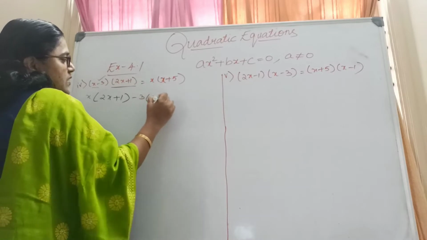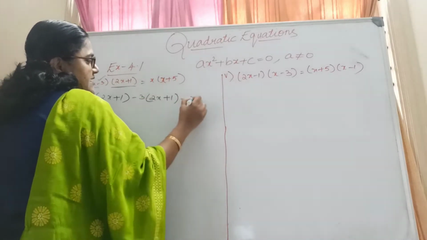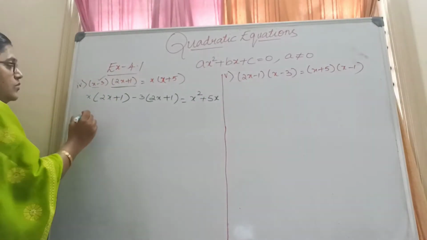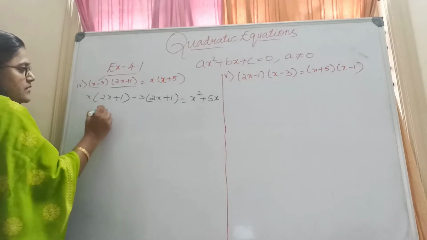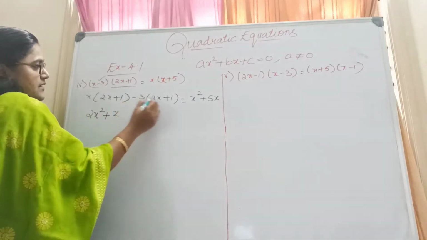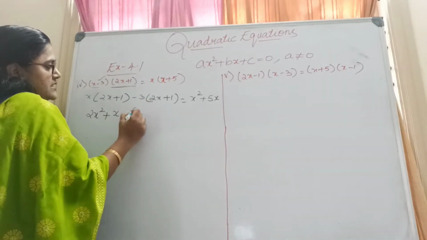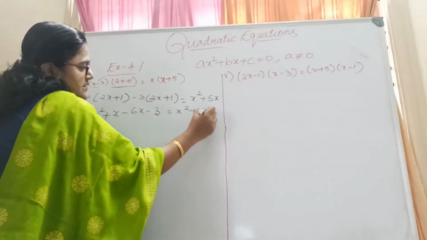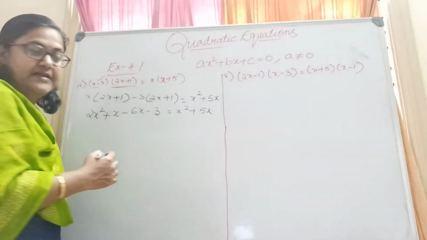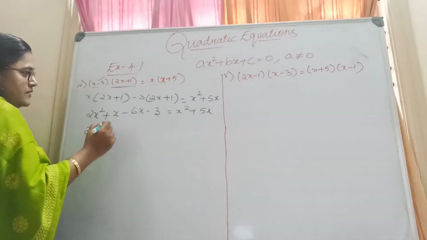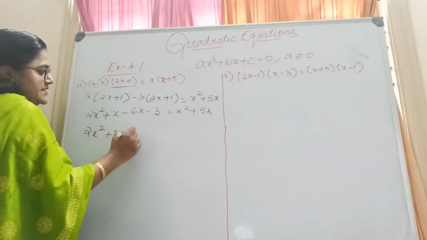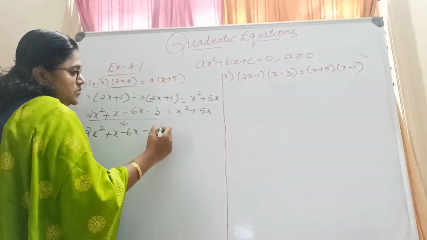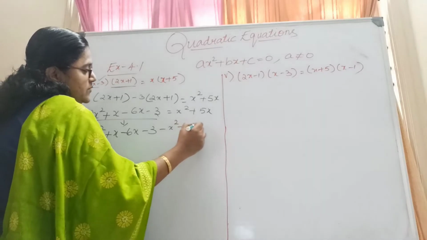whole term, that is 2x + 1, is equal to x into x, x², plus x into 5, 5x. Okay, now x into 2x is 2x², plus x into 1 is x, minus into plus minus, 3 twos are 6x, minus 3, is equal to x² + 5x. Now bring these two terms onto the left hand side. Now 2x² + x − 6x − 3. So whatever is there here I have written as such, no change. Bring this to the left hand side, − x² − 5x is equal to 0.